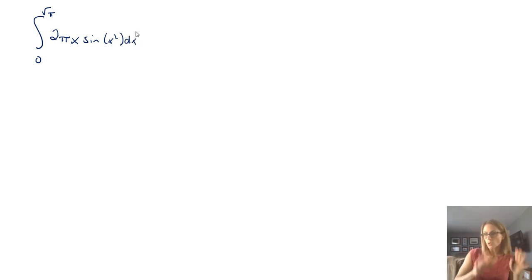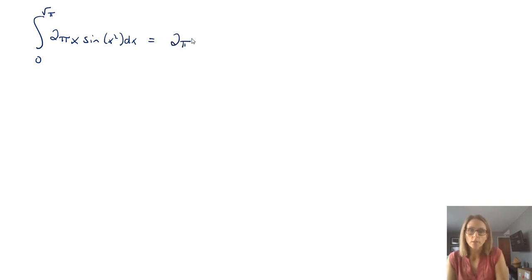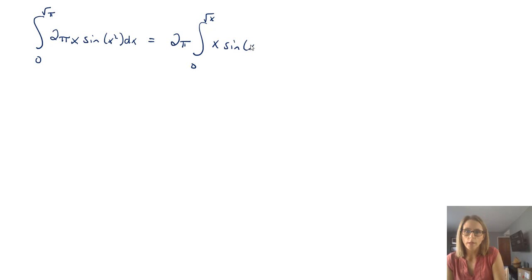So we have the integral from 0 to the square root of pi of 2 pi x sine x squared dx. So again, the idea there is you're integrating an infinite number of those shells. And then we just integrate like normal, quote unquote normal. So I'm going to pull out the 2 pi, it's a constant, and then I have x sine x squared dx, and that all needs to stay.